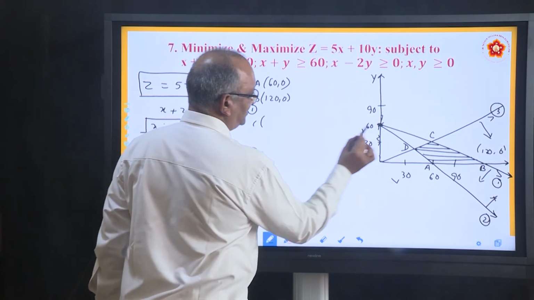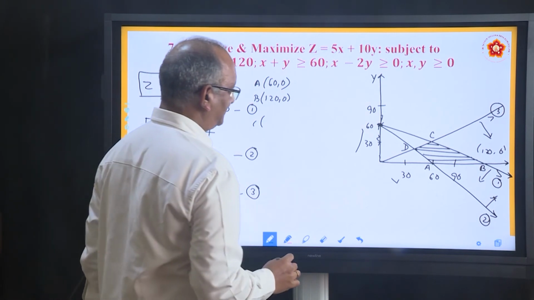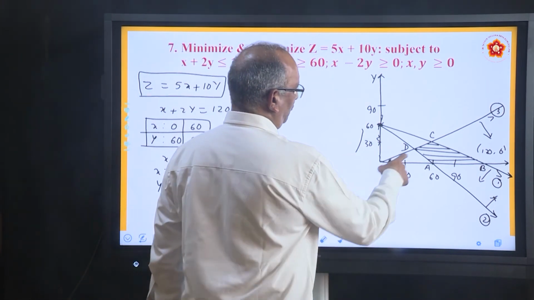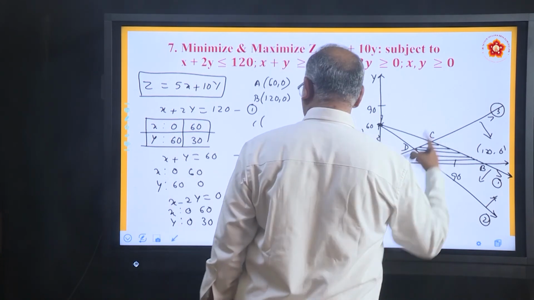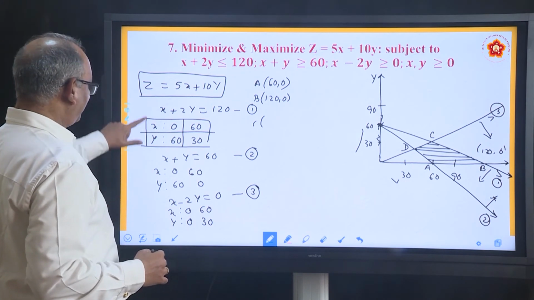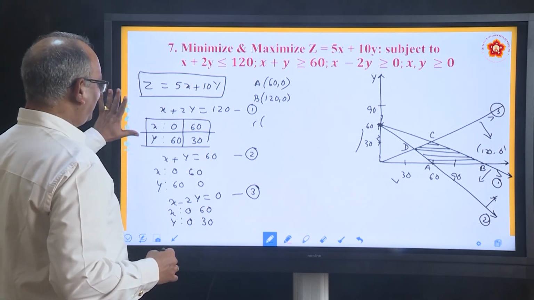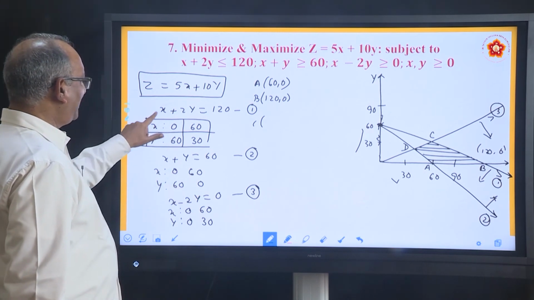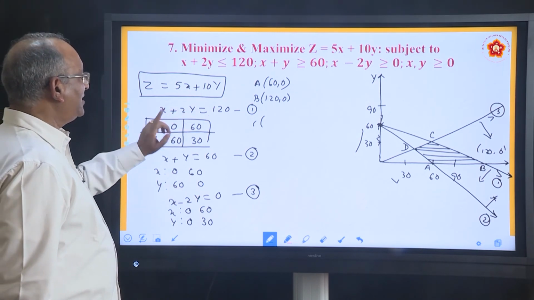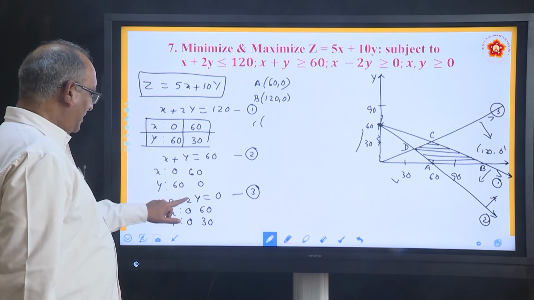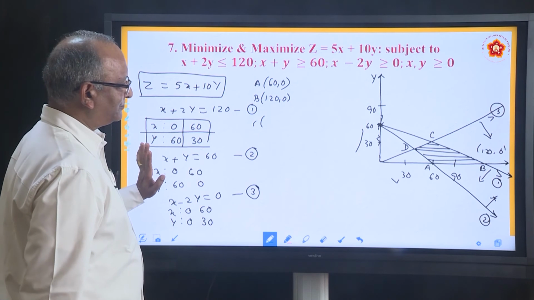C, what is C? That is very important. You need to know what is C. C is a point where 1 and 3 are meeting. This is 1, this is 3. Put them together and solve it in order to avoid any confusion. Or you can say x is equal to 2y, 2y plus 2y, 4y equal to 120, y equal to 40. If y is equal to 40, x equal to 80.